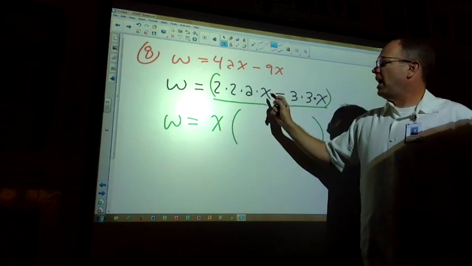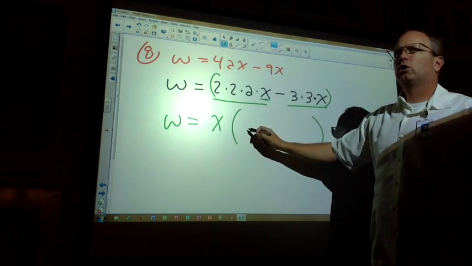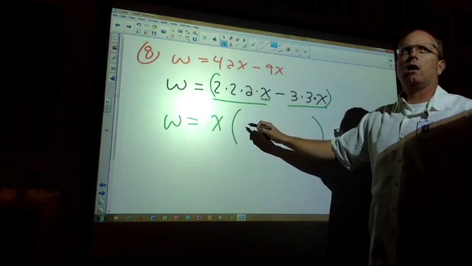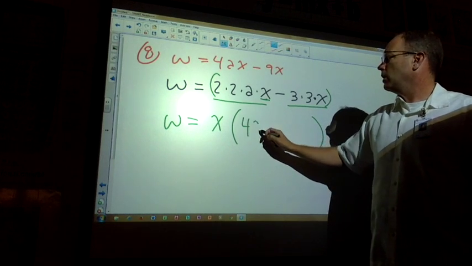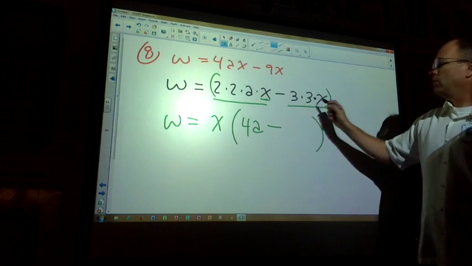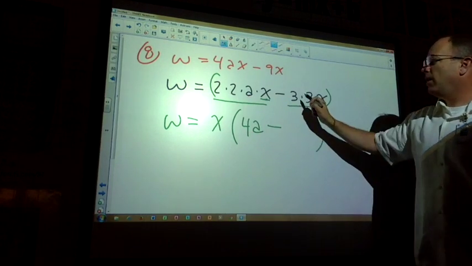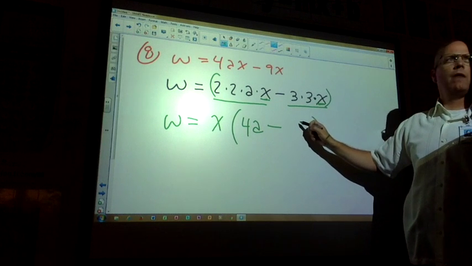Okay? So if I had an x in common here, now I'm left with 2, 2, and a, which goes right here. What's 2, 2, and a? 4a. The minus sign comes down. And then, remember, I had an x in common here, so that's now out front. Now I have a 3 and a 3 in common, so what do I have here?